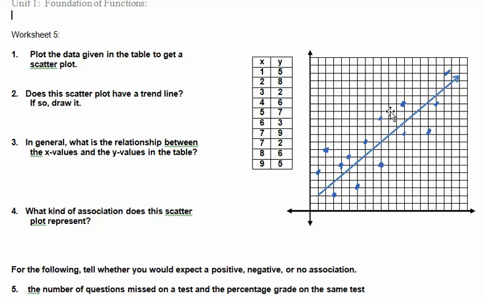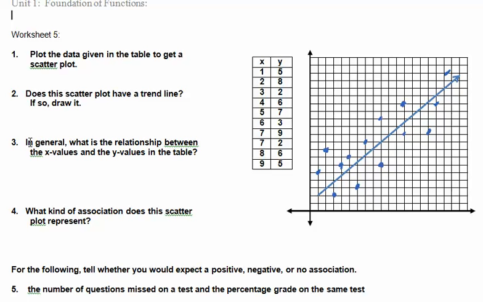So in general, for number 3, what is the relationship between the x values and the y values in this table? When x is low, y is low. When x gets higher, y gets higher. So as x increases, y increases. And I'm not going to write this because I really want people to listen to this video especially, okay? So as x increases, y increases is the answer to number 3.